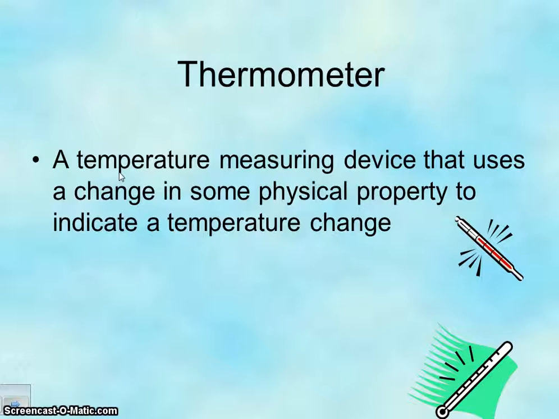Okay, it's a temperature difference. A measuring device that uses a change in some physical property. And you might be saying, well, what physical property? Well, what happens is when it gets cold, it contracts, and when it gets warm, it expands. And that's the physical property that it's really based on. And we use that to indicate temperature change.